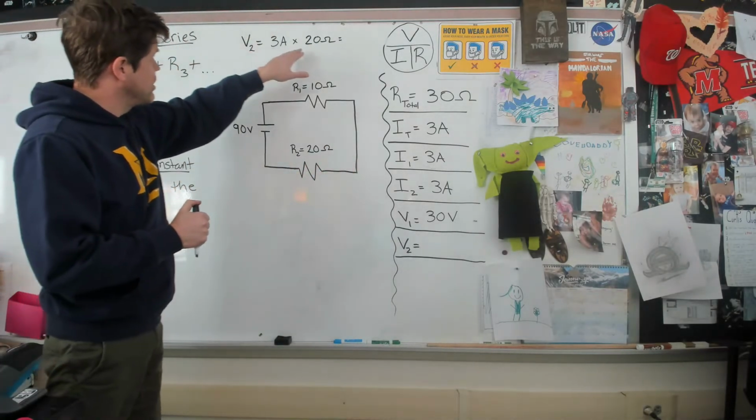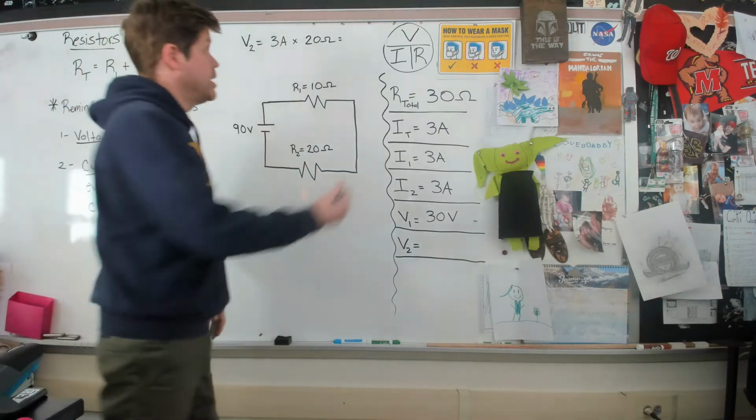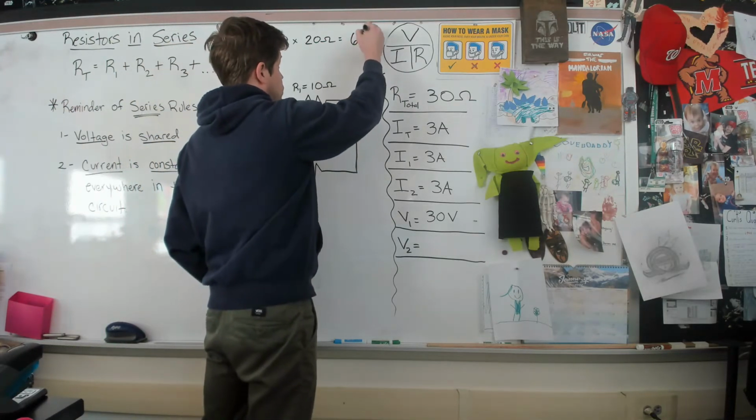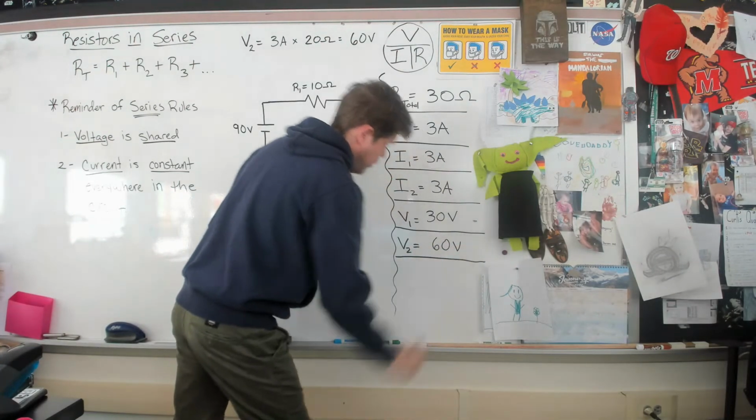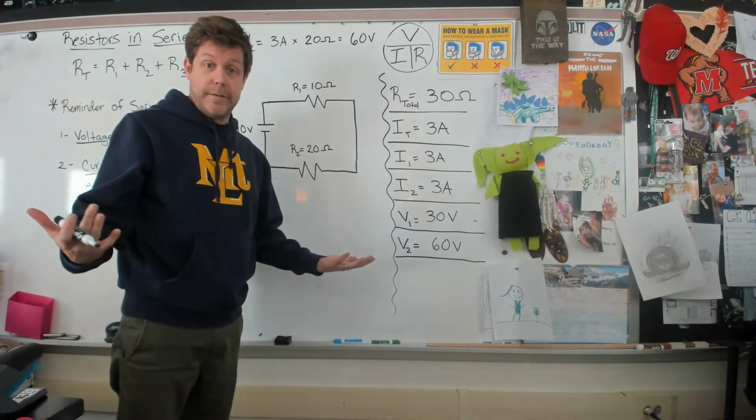Okay. So 3 amps times 20 ohms is going to give me 60 volts. All right. So 60 volts. Kind of like we predicted, right?